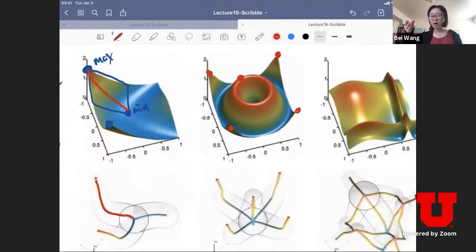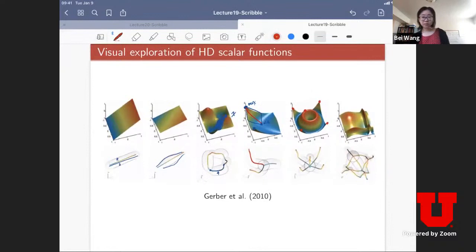So what you end up getting is a scalar function, and in this case, the scalar function does not have to be 2D. It can be approximated in high dimensions as we described before. But what you obtain is essentially a skeleton representation of the behavior of this function. And now you can use this representation to explore the behavior of this function. So this is a visualization paper, but it's based again on the idea of the Morse-Smale complex and representing each monotonic region by a line to summarize it.